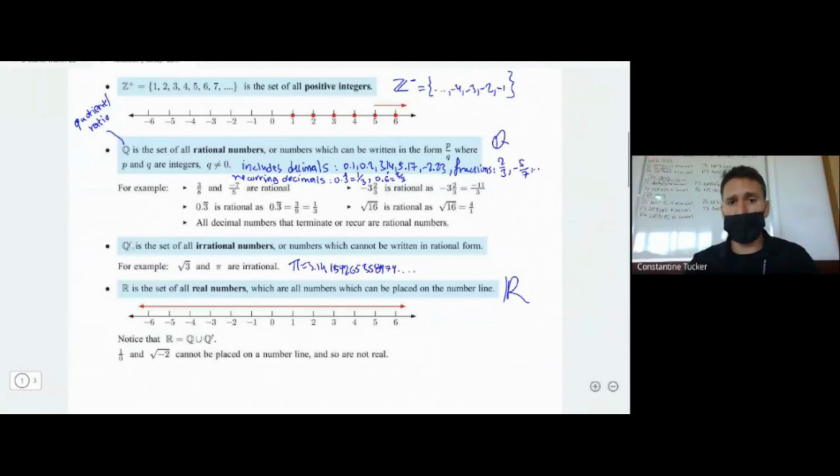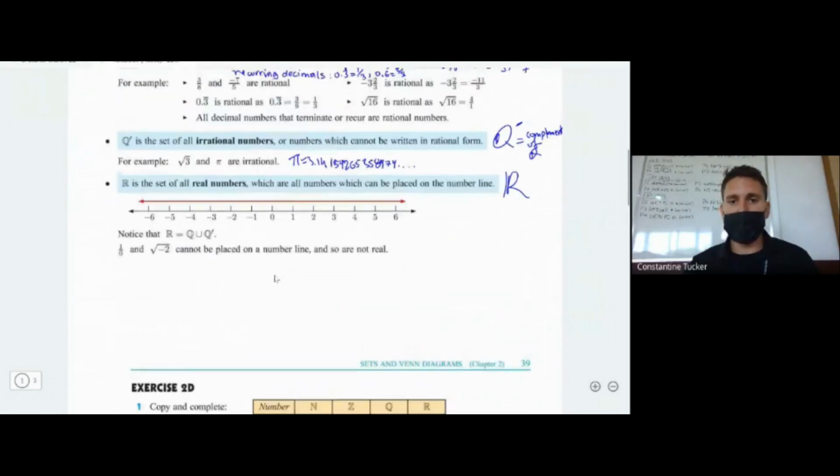Oh, by the way, the notation we're using in the IB for the irrational numbers is Q with a little dash there, which kind of means the complement of Q. It's what is not in Q. So the complement of Q, what's outside of the rational numbers.